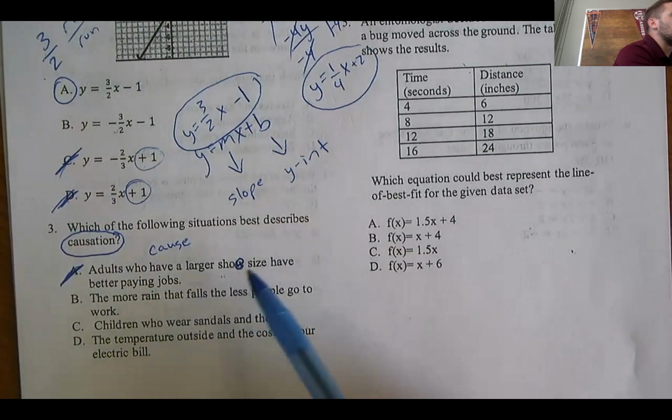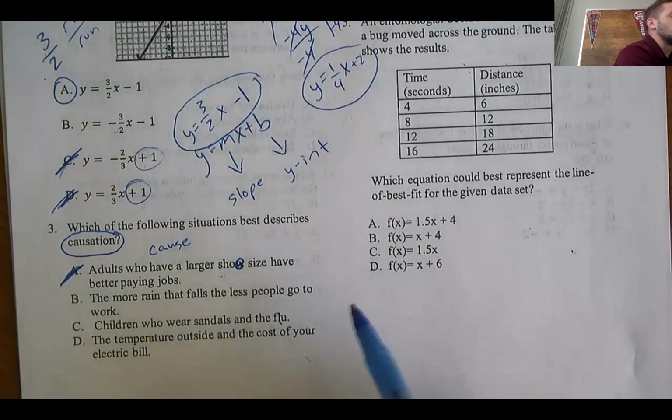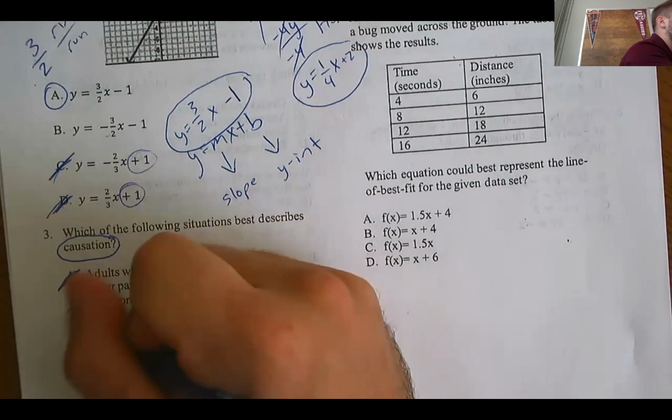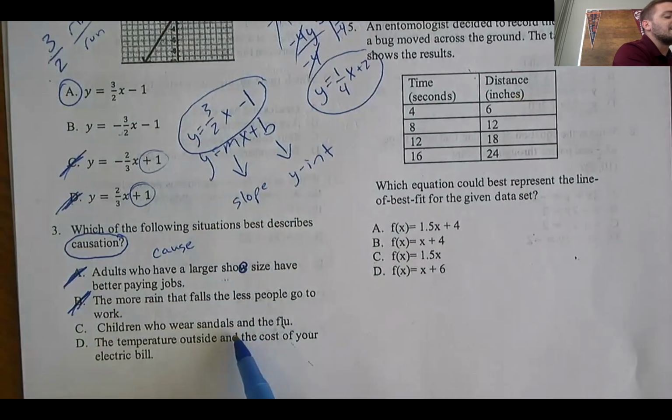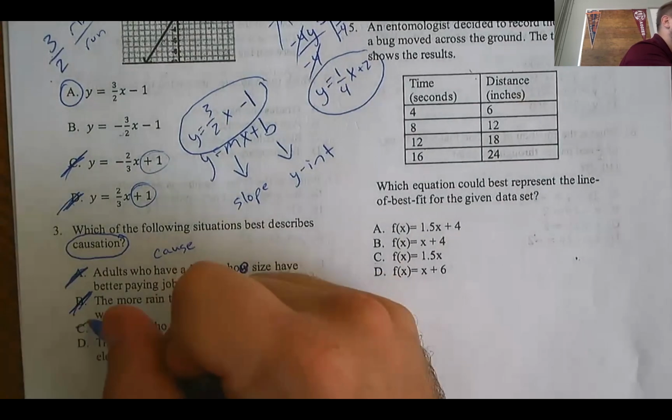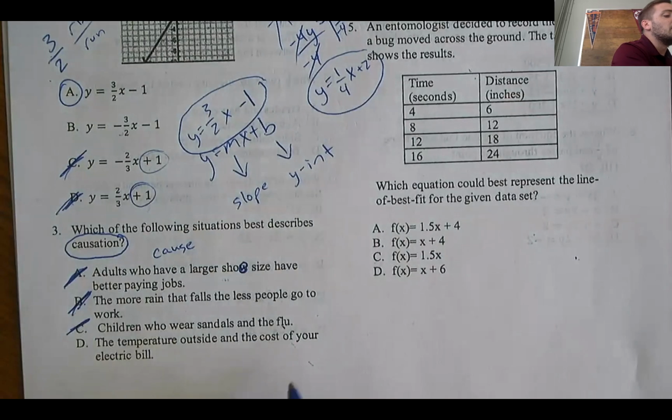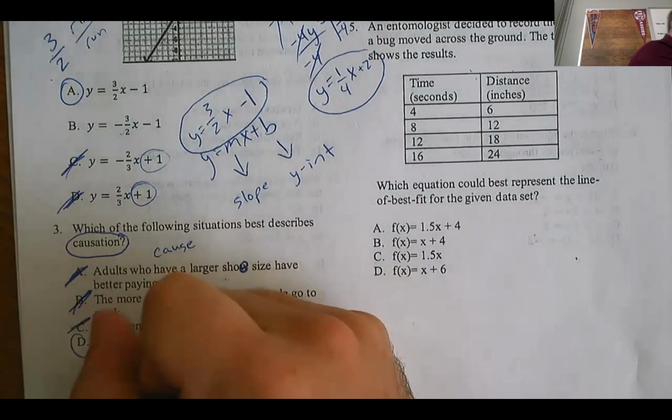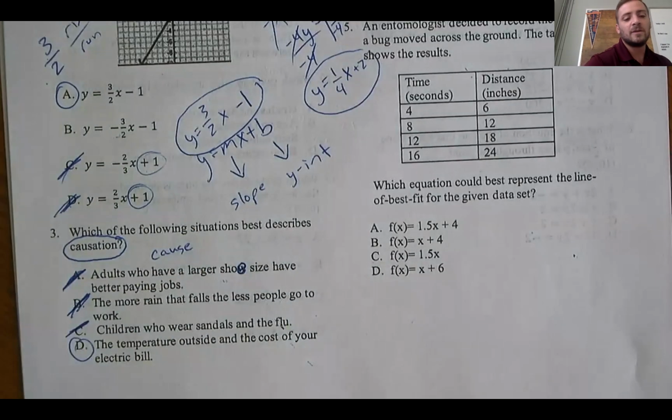If there is more rain, that causes people not to go to work. No, that's not true. Children who wear sandals cause themselves to get the flu. That's so goofy. That's not right. Does the temperature cause the cost of your electric bill? I would say yes. If it's hot outside, you've got to use the AC. If it's cold outside, you've got to use the heater, essentially. So that causes my electric bill to change. So the best answer there is D.